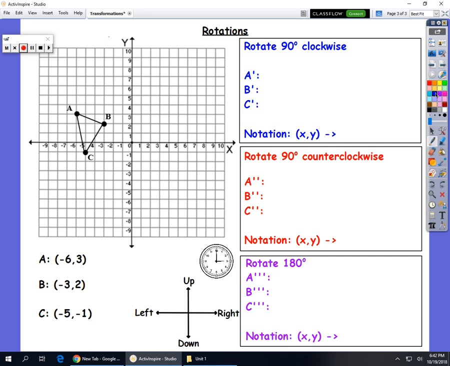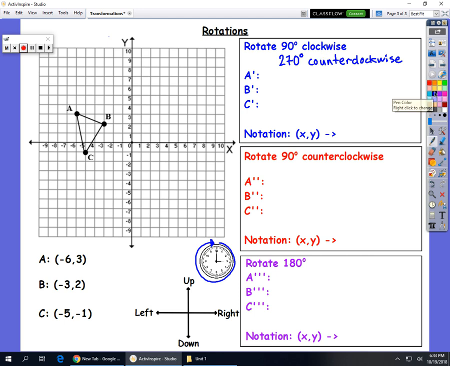For clockwise, I have a little clock here, so I'm going to be going along the clock. Clockwise is going to be that way. Remember, 90 degrees clockwise is the same thing as saying 270 degrees counterclockwise. So if you have a problem that says 270 counterclockwise, 90 degrees clockwise may be easier.